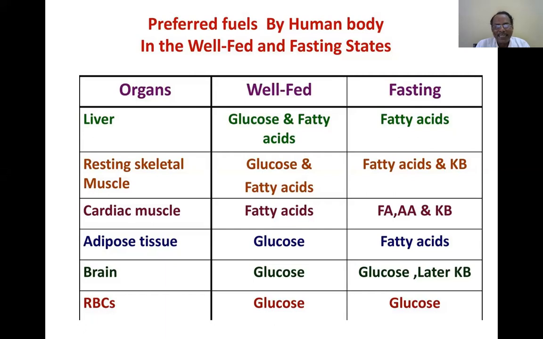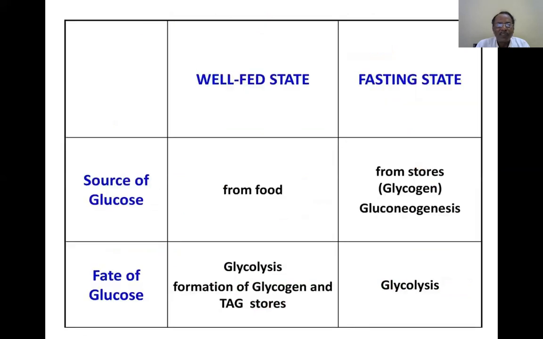RBCs at any stage, it is only glucose. And hence, if the glucose is not available, then RBCs are going to suffer. They are unable to carry the oxygen properly. In the well-fed state and fasting state, the source of glucose in the well-fed state is from food, whereas in the fasting state, it is from gluconeogenesis and glycogenolysis.